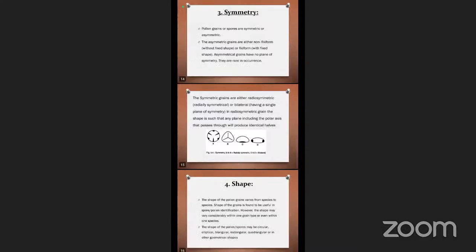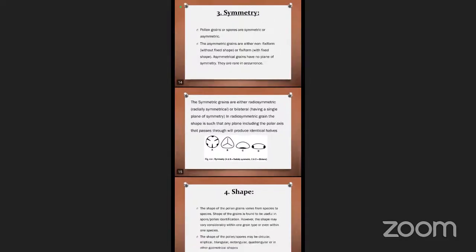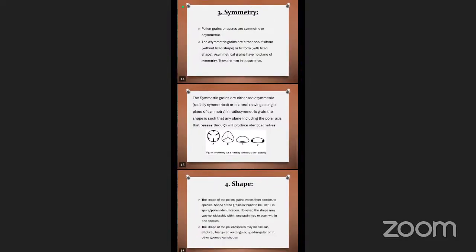The third aspect is symmetry. The first, pollen unit, is complete, polarity is complete, and the third aspect is the morphological study of symmetry. Grains or spores may be asymmetric. Let's discuss the asymmetric condition. The asymmetric grains are non-fixiform.